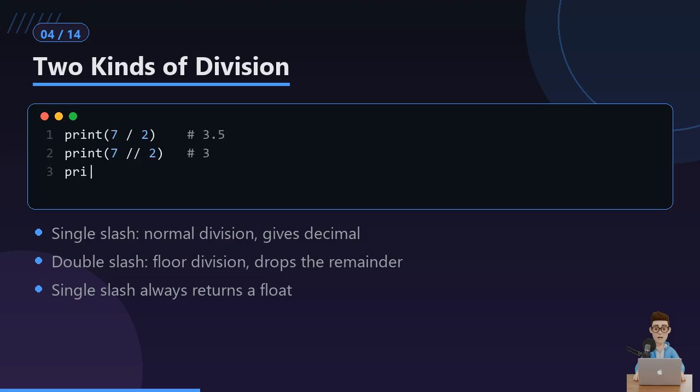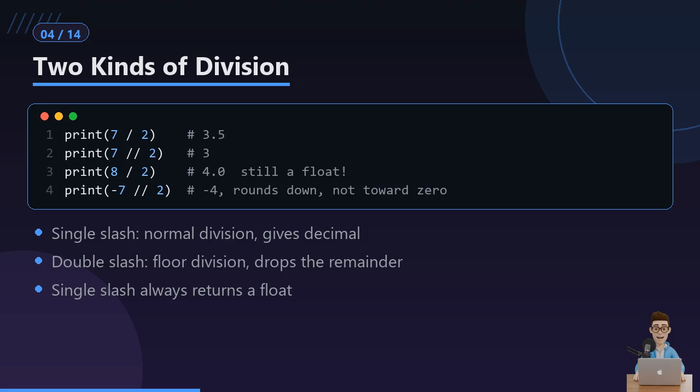Here is where beginners trip. Think of sharing 7 cookies between 2 kids. Normal division with 1 slash says each kid gets 3.5. Floor division with 2 slashes says whole cookies only, so each kid gets 3, and it always rounds down, even for negative numbers. Notice that 8 divided by 2 gives 4.0, because single slash always hands back a decimal number, even when it divides evenly.